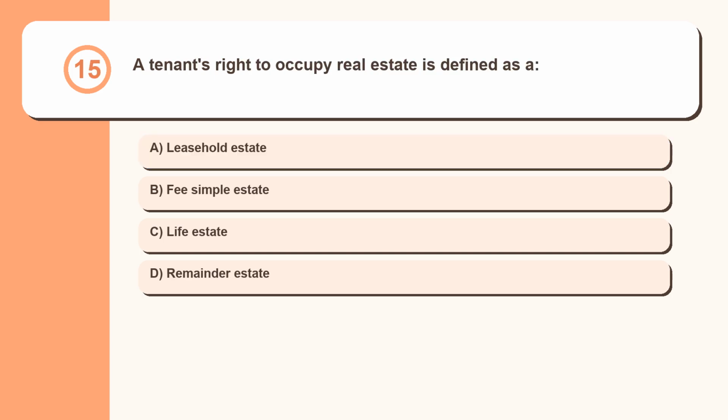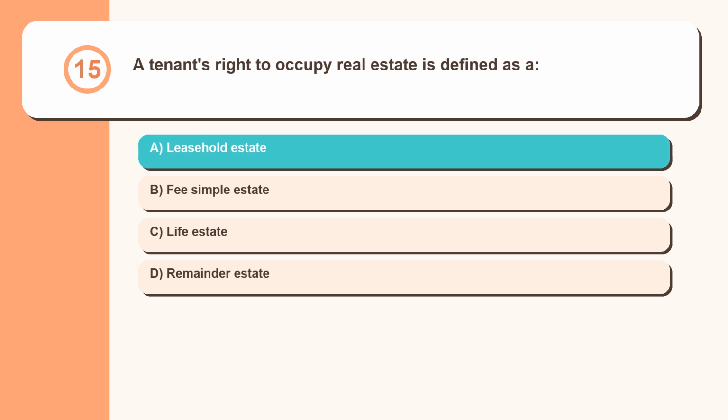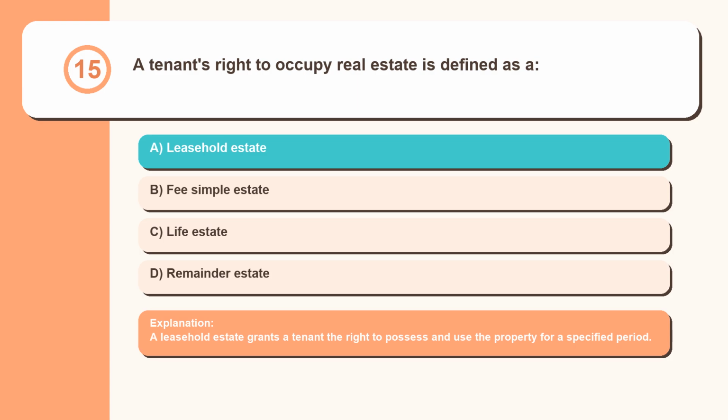Question 15. A tenant's right to occupy real estate is defined as a leasehold estate, fee simple estate, life estate, remainder estate. A leasehold estate grants a tenant the right to possess and use the property for a specified period.